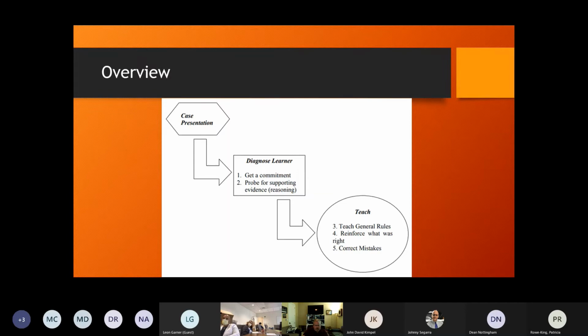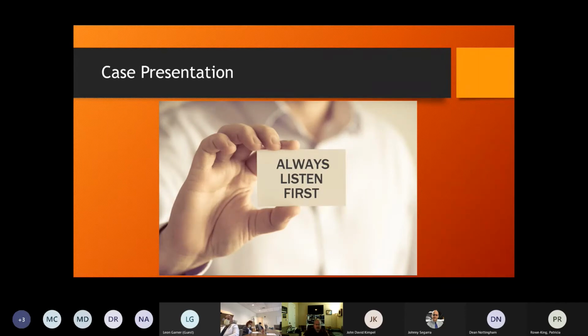So the brief overview is the resident's going to go and talk to the patient, come back, and give a case presentation, including an assessment and a plan. You are going to diagnose the learner and assess whether or not they can give you a commitment, which we have to start with, and probe for supporting evidence. And then finally, you're going to teach the general rules, reinforce, and correct. So we'll go into a little more specifics.